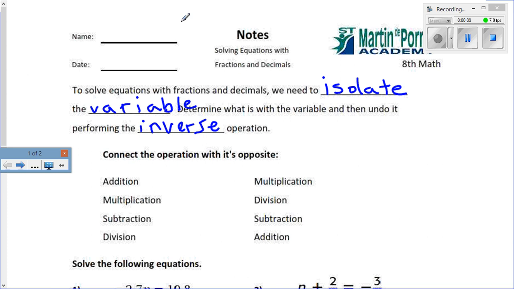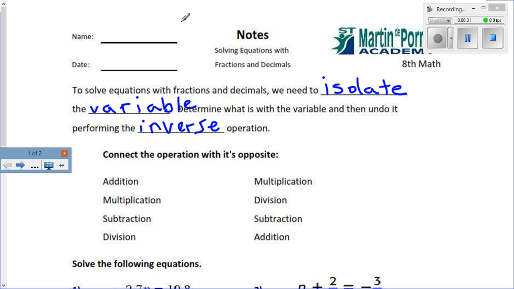It's going to be page 20 in your notes. The only difference from what we've been doing is that these equations have fractions and decimals. In the past, we only had integers. So the steps are going to be pretty much the same. You need to think about what's with the variable and make it go away. You want the variable to be alone. You want to isolate it.